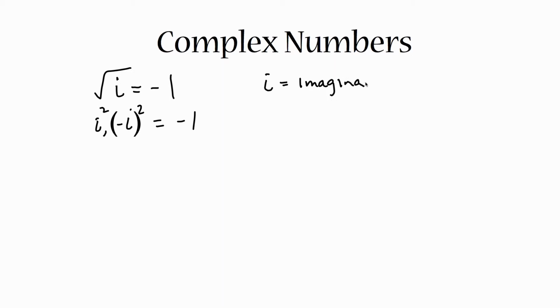The imaginary unit is i, which is defined by the fact that the square root of -1 is i. So actually, both i and -i squared equal -1. And i is called the imaginary unit, or the unit of imaginary numbers. I just think of it as the imaginary unit.